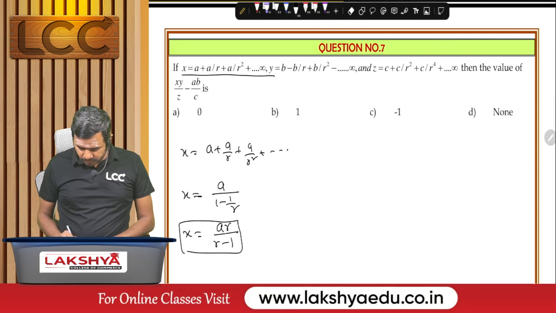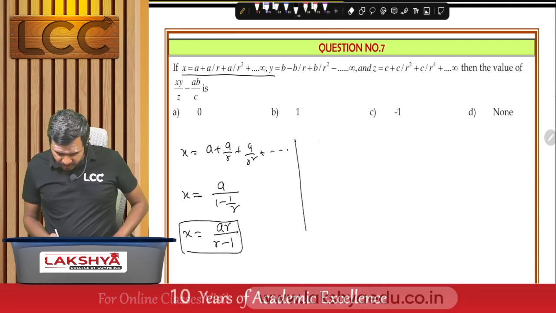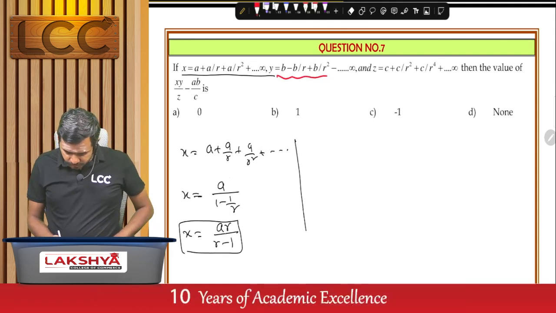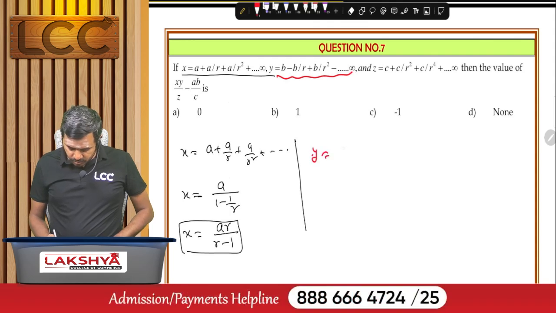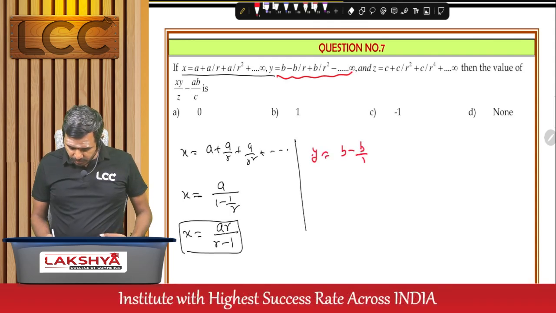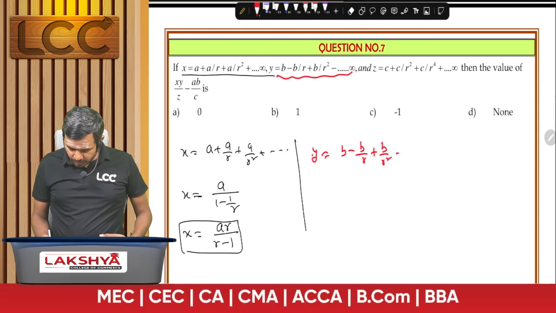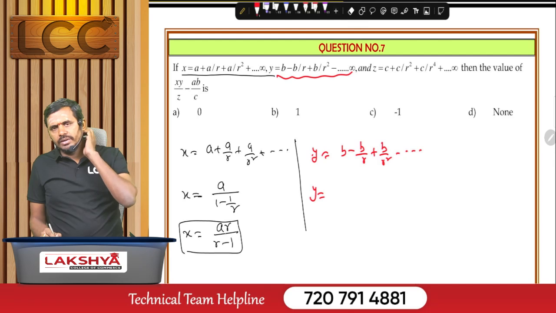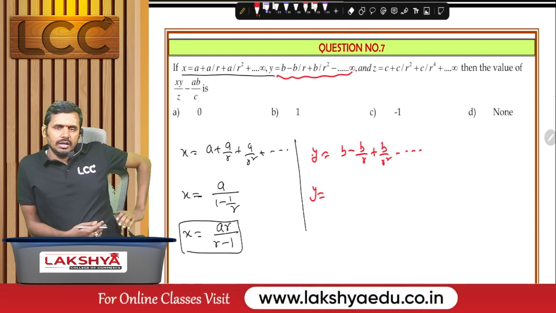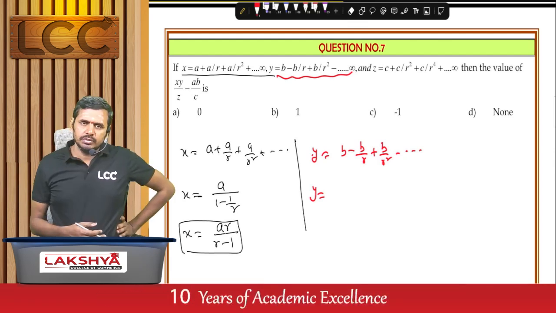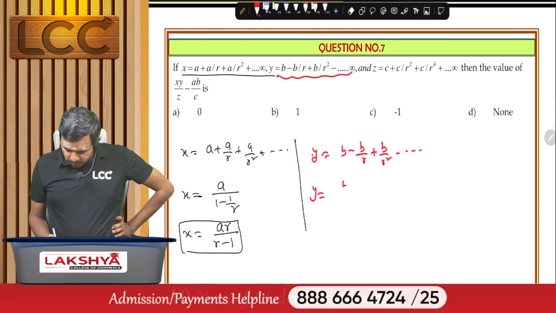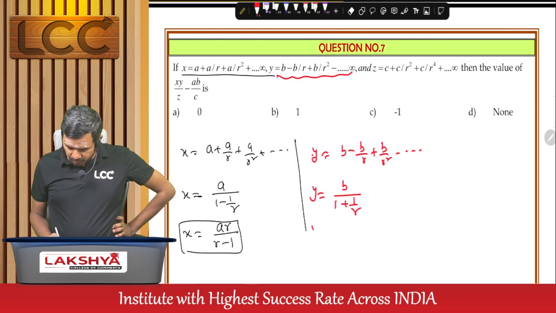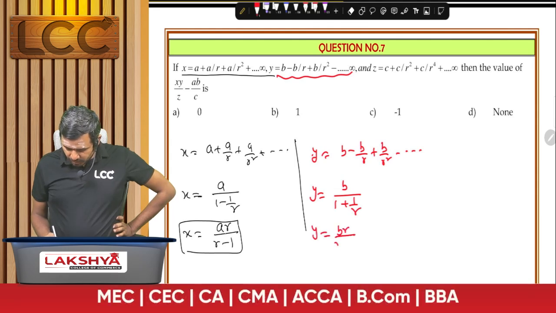Keep in mind. Similarly, let us take the next expression. From this, y is equal to b minus b by r plus b by r square and so on. Here also the first term is b and the common ratio is minus 1 by r. Substitute that in the sum of infinite terms of GP formula: b by 1 minus of minus 1 by r, which is plus 1 by r. Therefore, y is equal to br by r plus 1.